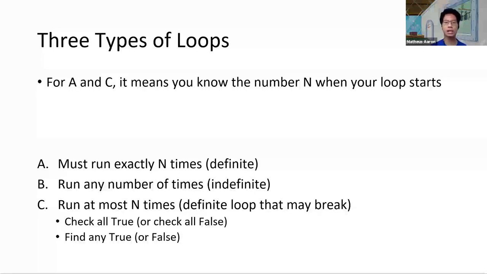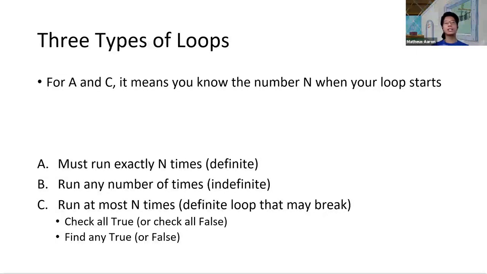When we say that run at most n times, it means that usually there's a limit to the for loop, and usually it can break somewhere in the middle. For example, whether there's a prime number between 10 and 20. You know for certain that it will only run 10 times, but as long as we find a prime, then it can break.